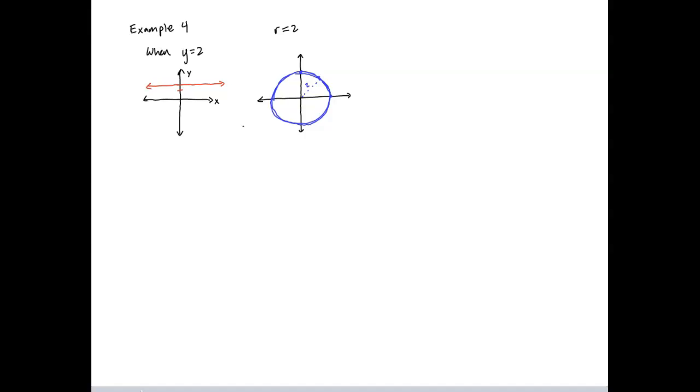What if you let theta equal a constant? What if I go, okay, let's say theta equals pi over 4. Well, in the Cartesian plane, if we let x be a constant, let's say x equals 2, I get a similar thing to when y equals 2. I just get a line, right? What's your intuition for if we let theta equal a constant and we let r cycle through all its possible values?